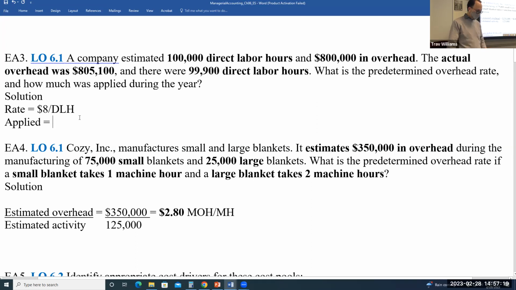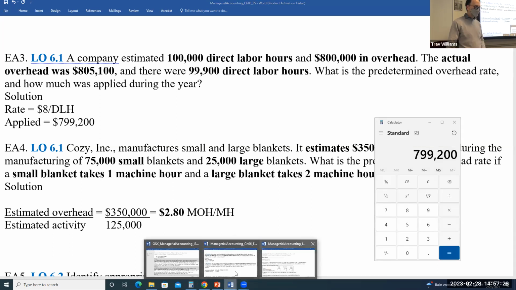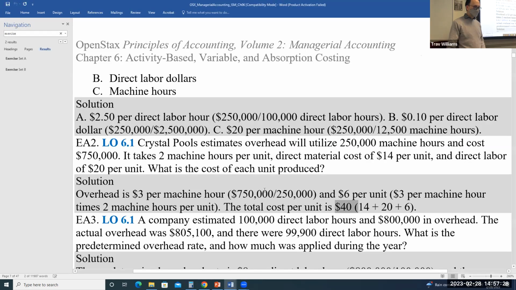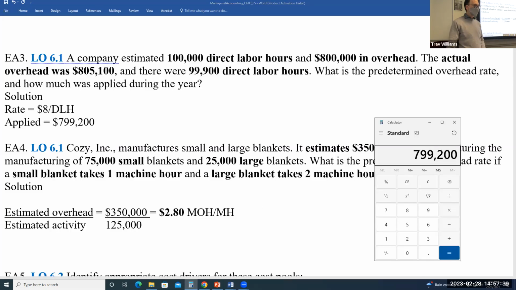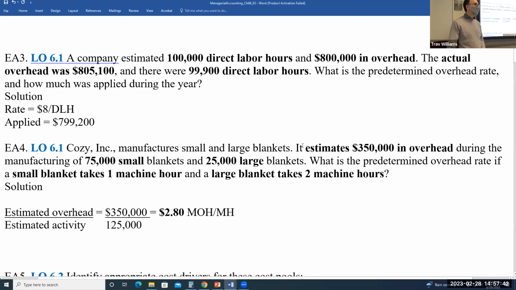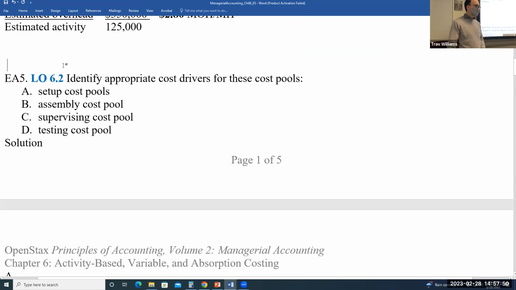Oops, what did I do? So let's check, make sure those are correct. All right, yep, 799,200 based on $8 per direct labor hour. Okay. Any questions on 3? We did 4 already. Let's go on to number 5.